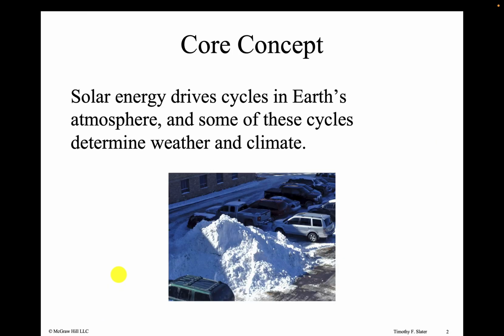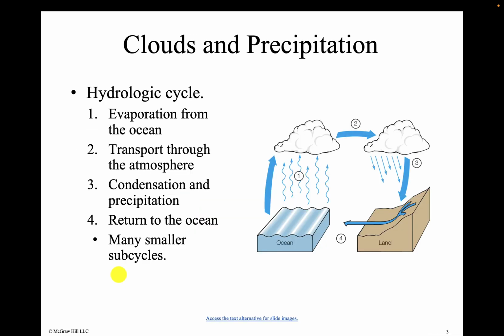So we're gonna study how Earth's atmosphere goes through these various cycles and how that creates the weather that we know and the climates in a more general sense. So let's start with a foundational idea, which is the discussion about clouds and precipitation. So you know that water follows a cycle on Earth, right? And we call that cycle the hydrological cycle, okay?